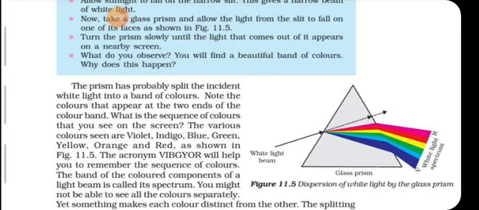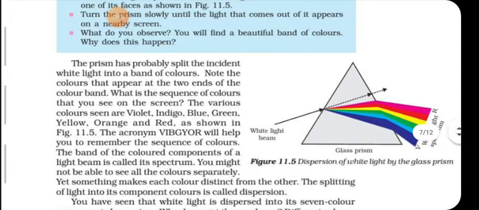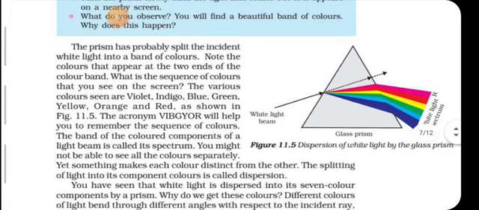The prism has split the incident white light into a band of 7 colors. The colors that appear at the two ends of the color band. What is the sequence of the colors? The various colors seen are violet, indigo, blue, green, yellow, orange, red. The acronym Vibgyor will help you to remember the sequence of the colors.